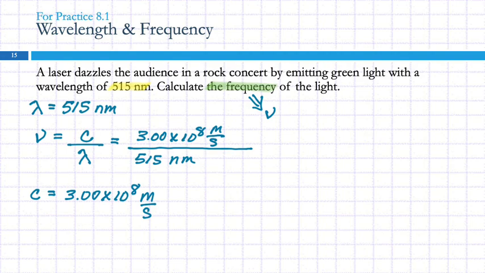The fast way to fix that is to remember, well, nano represents times 10 to the minus 9. That's the meaning of nano. So what I'm going to do here, instead of writing the n, I'm going to write what it means. Times 10 to the minus 9 meters. And then the meters are going to cancel out, and the unit I'm left with is 1 over seconds.